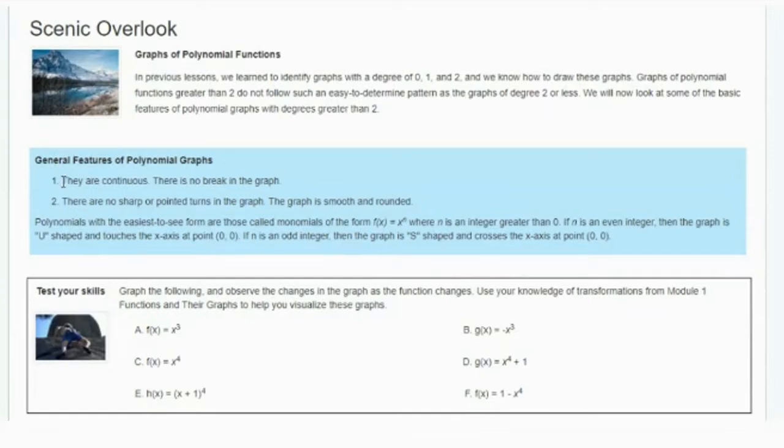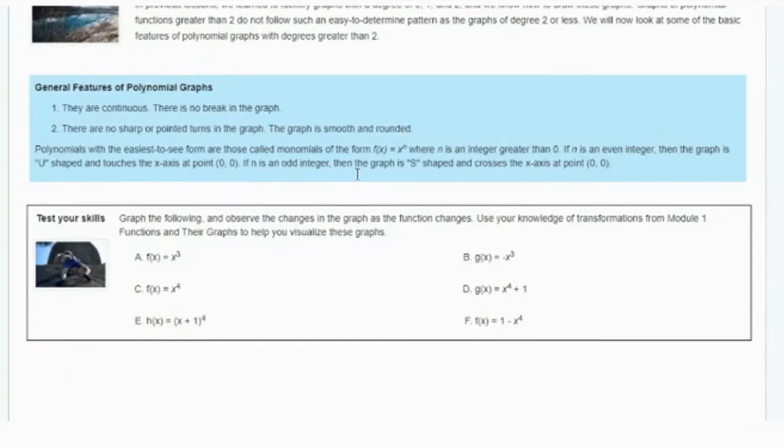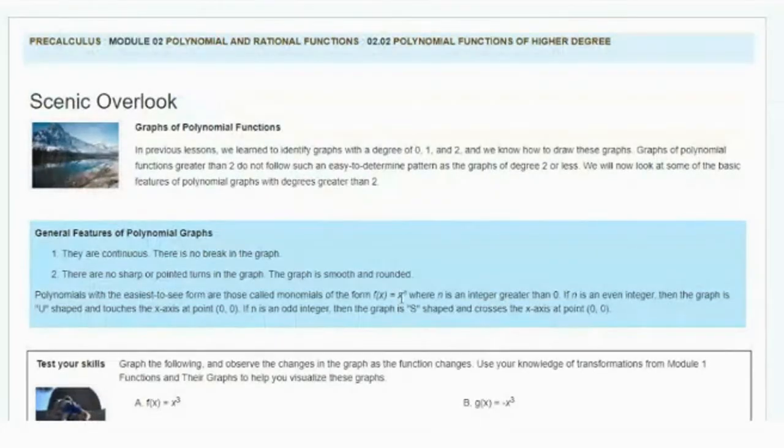They're continuous. If you have a polynomial, it's continuous. There's no break in the graph. It's one continuous line. You can draw the graph without lifting your pencil because you can just continue on. There's no sharp or pointed turns in a polynomial. Not like absolute value, that's actually a V with a point. These are smooth and rounded. And the easiest ones to see are just in the form of f of x equals x to the n, where n is some number that's greater than 0. X to the third, x to the fifth, x to the sixth, whatever it is.